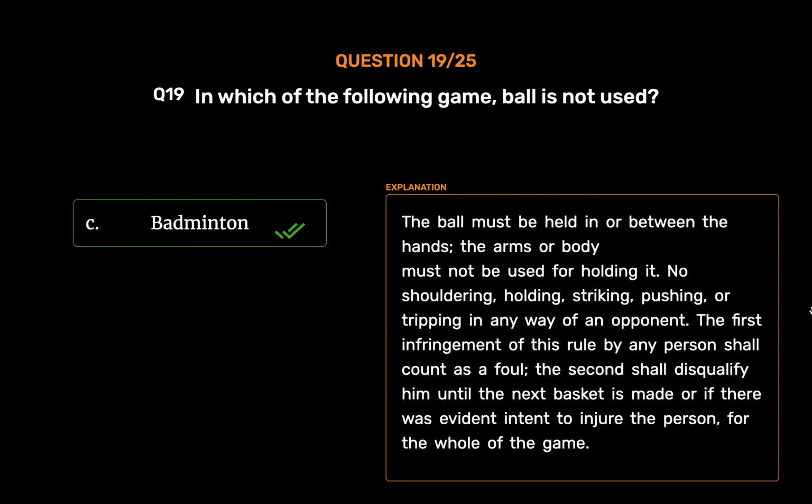Badminton. The ball must be held in or between the hands. The arms or body must not be used for holding it. No shouldering, holding, striking, pushing, or tripping in any way of an opponent. The first infringement of this rule by any person shall count as a foul. The second shall disqualify him until the next basket is made, or if there was evident intent to injure the person, for the whole of the game.